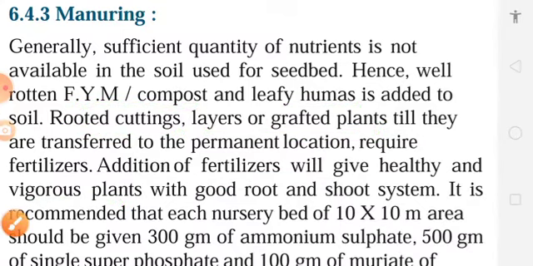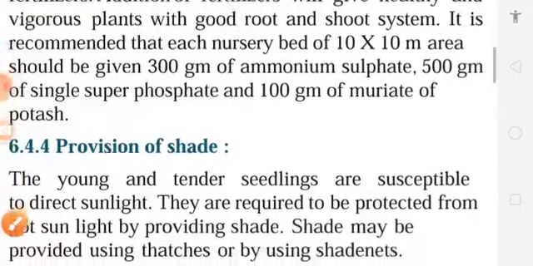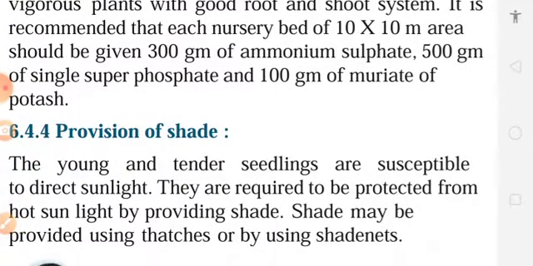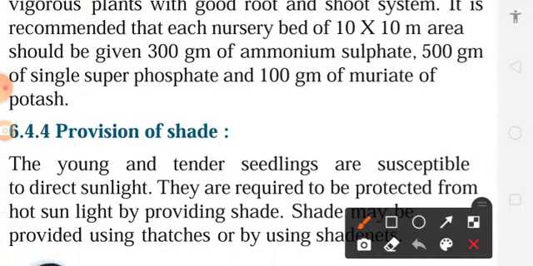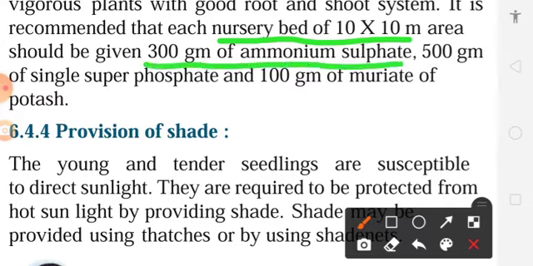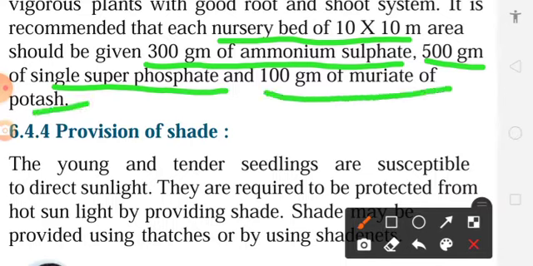And then we have to add some fertilizers in the soil for healthy and vigorous growth of the plant. So in this case, what is the recommendation about application of fertilizer? For a bed of 10 by 10 meter area, we have to apply 300 gram of ammonium sulfate, 500 gram of single superphosphate, and 100 gram of muriate of potash. In this way we can supply NPK, nitrogen, phosphorus, potassium, to the concerned plant.